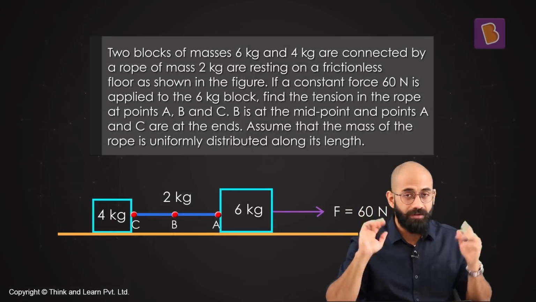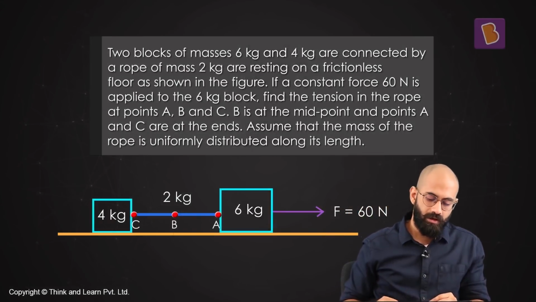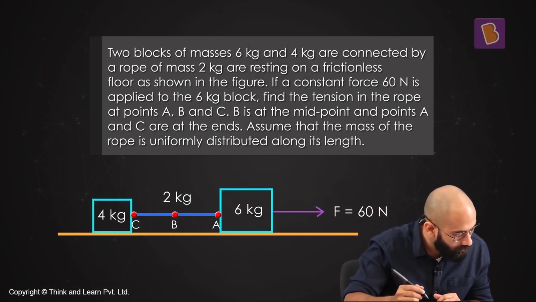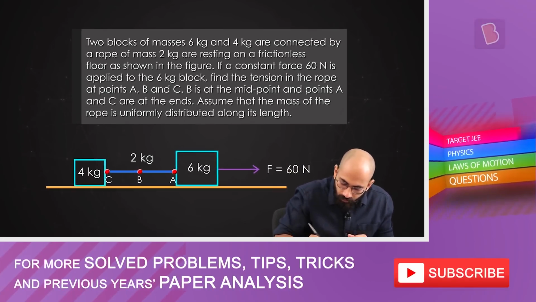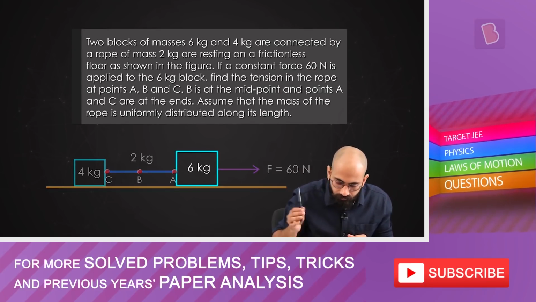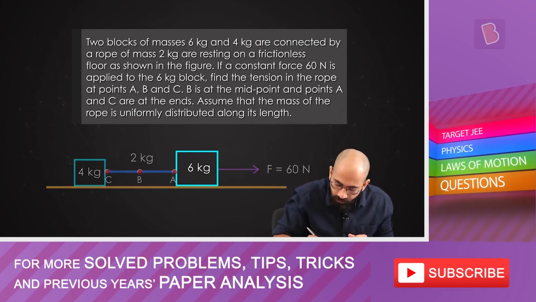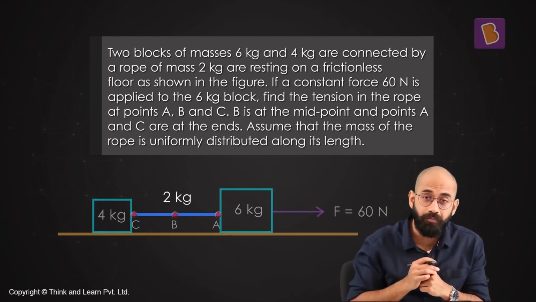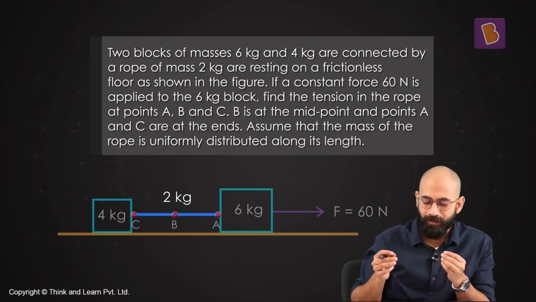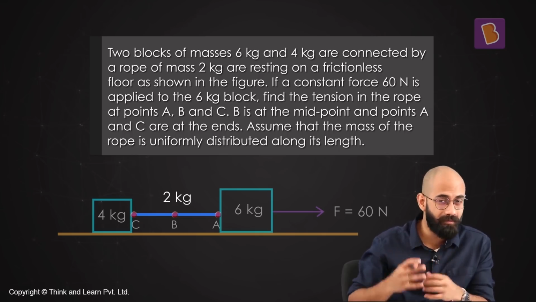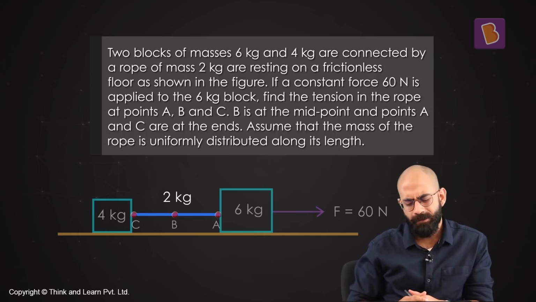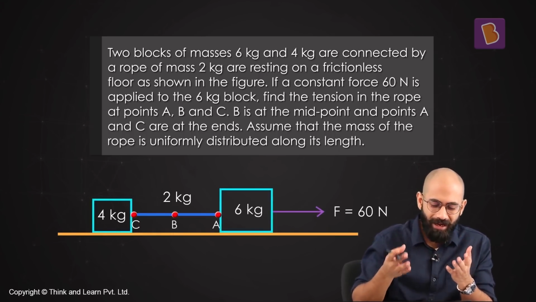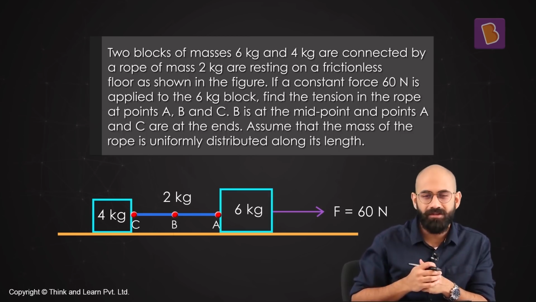So here, again, we have an interesting problem. We have two blocks, one of mass 6 kg and one of mass 4 kg, and they're connected by an interesting type of rope. We're generally used to massless ropes, but here we have a rope with mass. I know that this might get a little confusing because of that, but I'm going to show you that it's actually pretty simple.